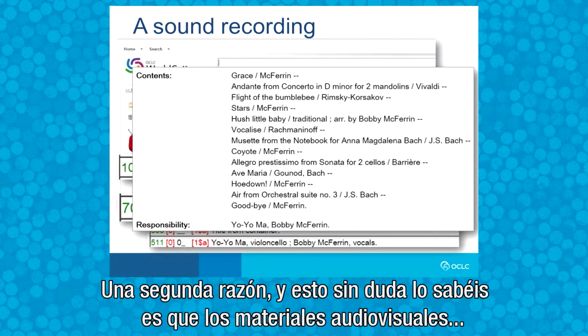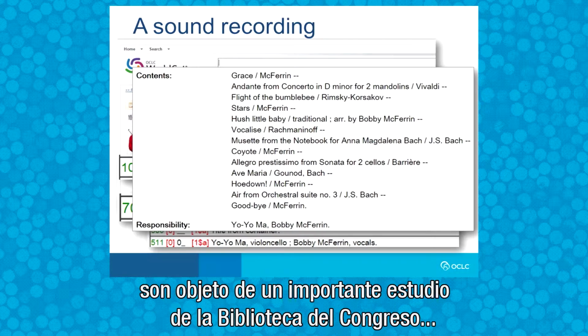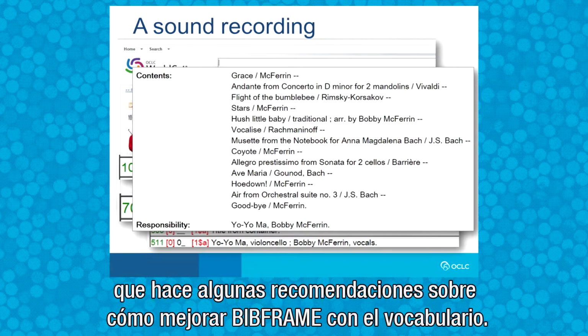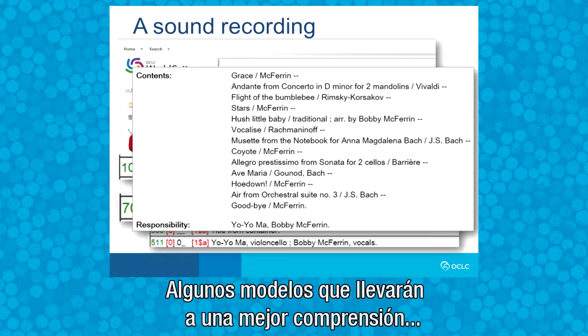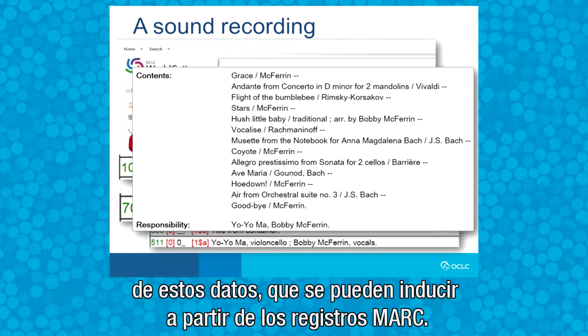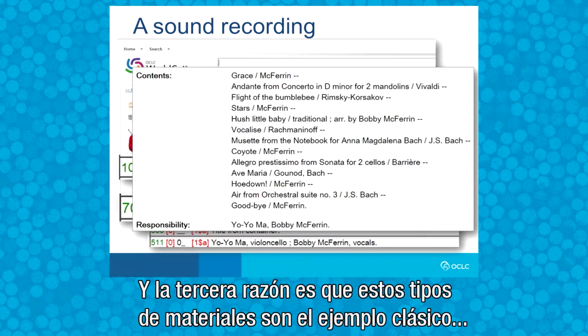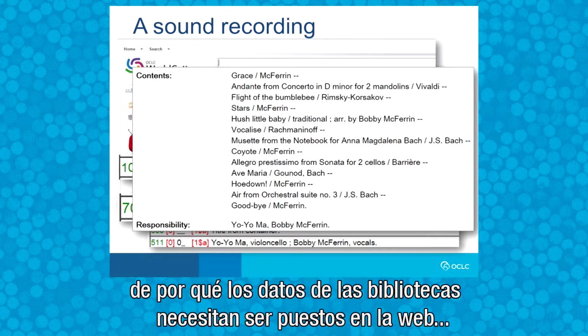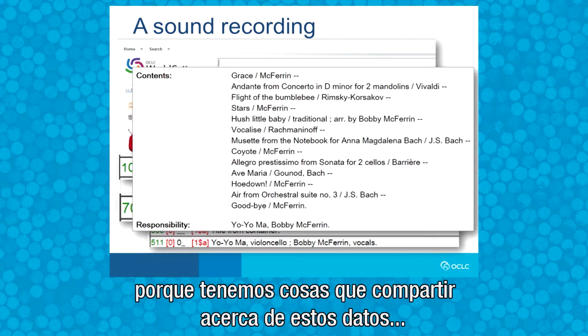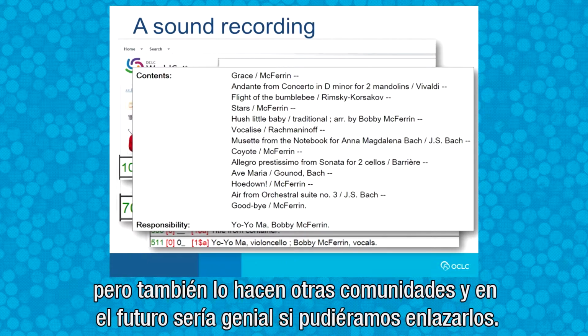A second reason, as this audience certainly knows, is that audiovisual materials are the subject of an important Library of Congress study which makes some recommendations about how to enhance BibFrame with vocabularies and models that will produce a better, machine understandable model of this data than you can induce from MARC records. And a third reason is that these kinds of materials are the textbook example of why library data needs to be put out on the web, because we have stuff to share about this data, but so do other communities of practice. And going forward, it would be great if we could link to it.